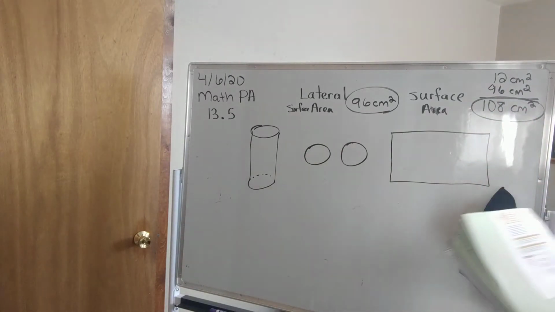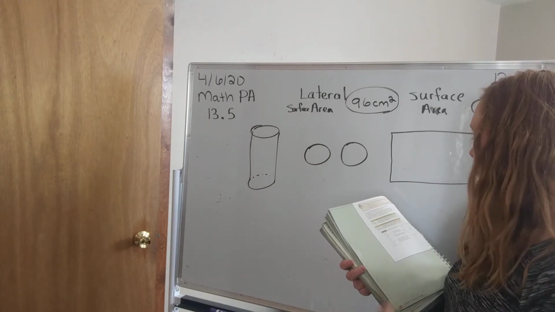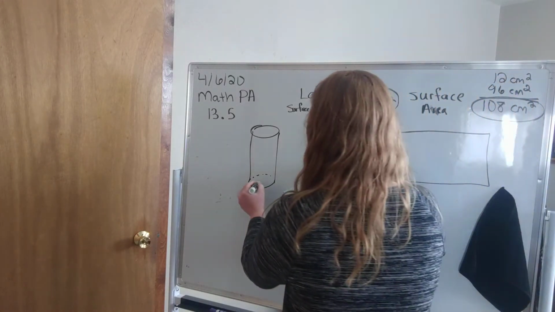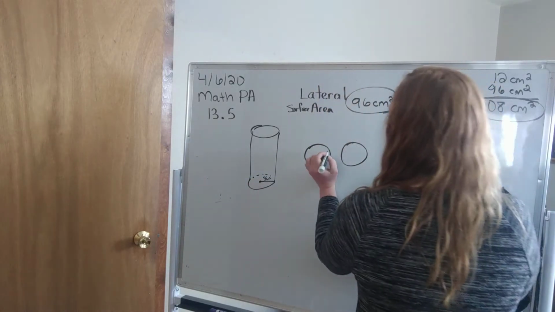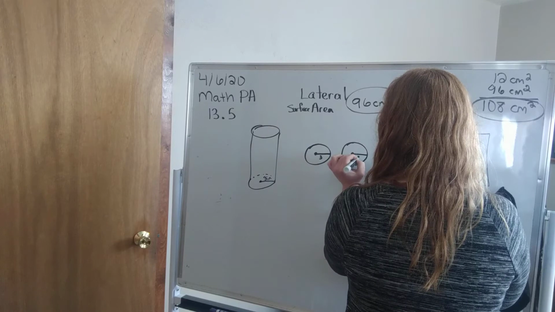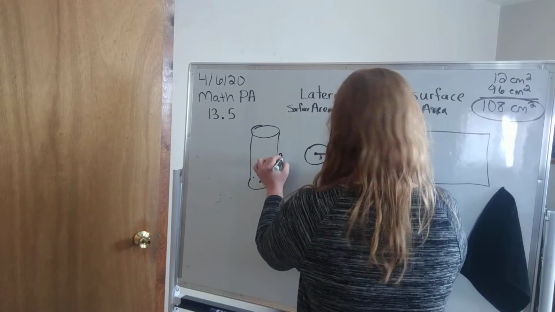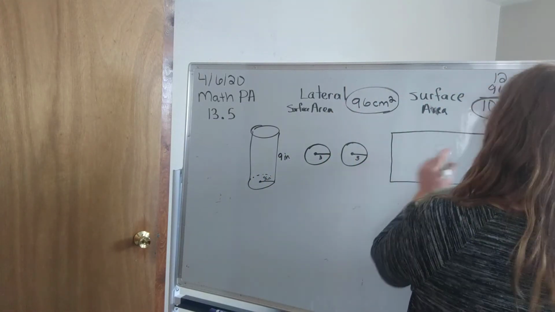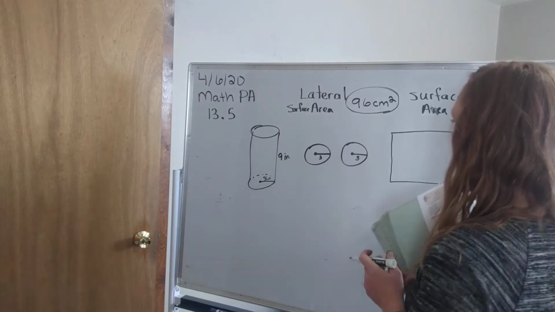So when we get to example two, it says find the surface area of the cylinder, okay? And they give us some measurements. They say the radius is 3 inches, okay? So I'm going to go ahead and draw that on my shape, okay? And then it says the height is 9 inches. Okay, so what does that tell me about this right here? This height is 9 inches, okay?